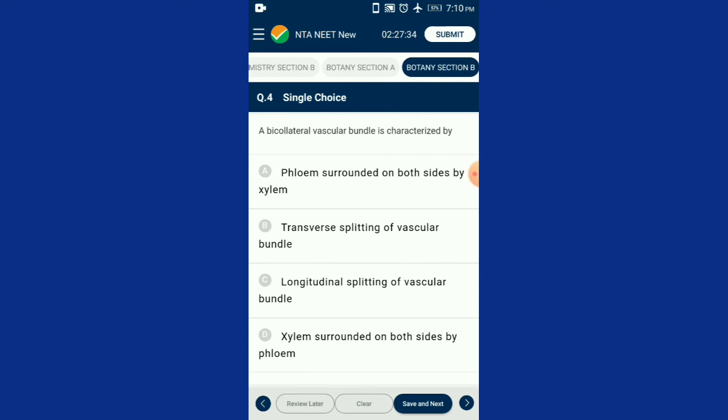Question number 4. A bicollateral vascular bundle is characterized by. A vascular bundle is part of the transport system in vascular plants. The transport itself happens in the stem. The two types of tissues present in the vascular bundles are xylem and phloem, along with supporting and protective tissues. Bicollateral vascular bundles are conjoint vascular bundles having phloem on both the outer and inner side of xylem, for example Cucurbita. So the answer is option D, xylem surrounded on both sides by phloem.